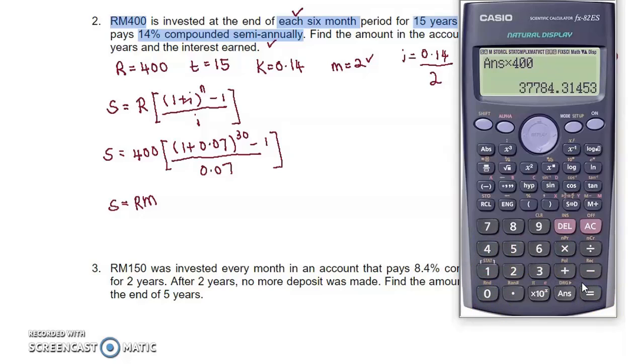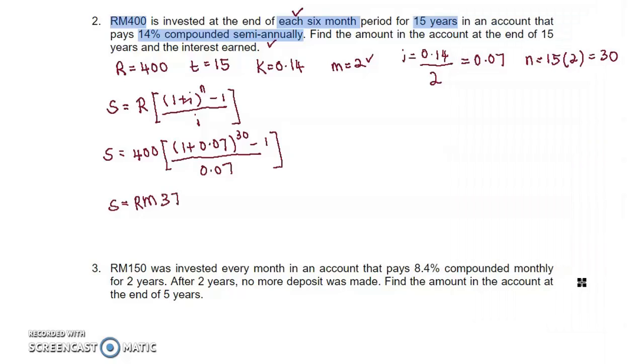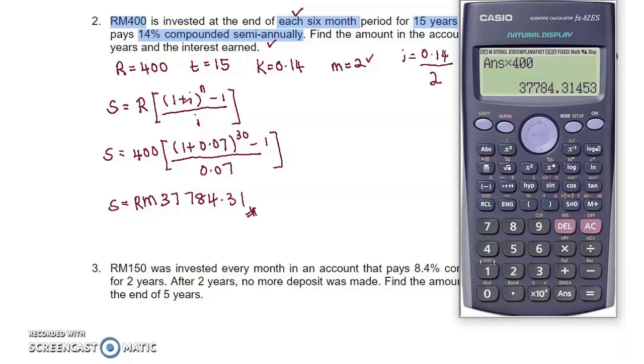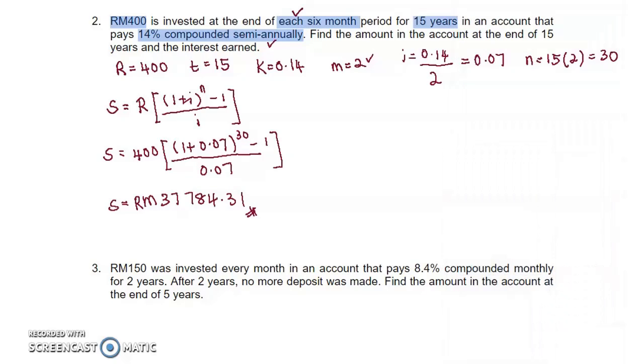So 37,784 ringgit 31 cents. Let's recheck: 37,784.31. So if you pay 400 ringgit every 6 months for 15 years at this rate, at the end of 15 years this is the total amount of annuity.